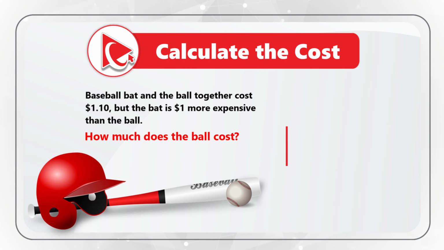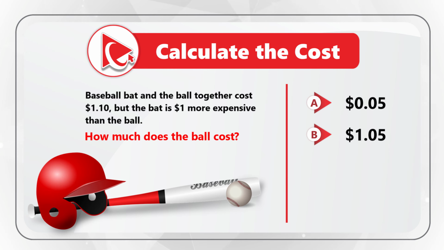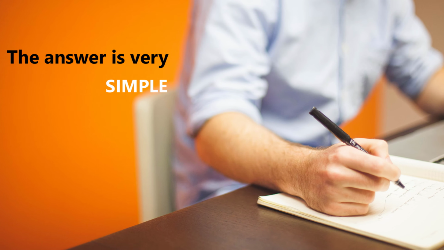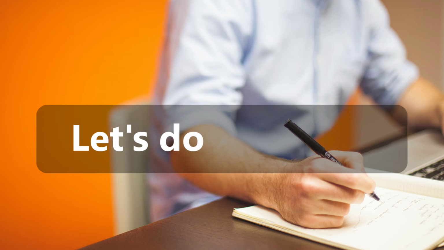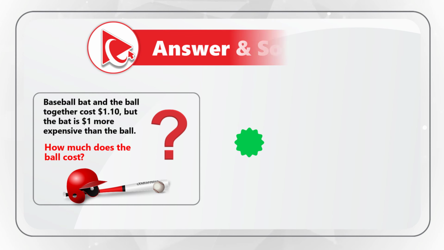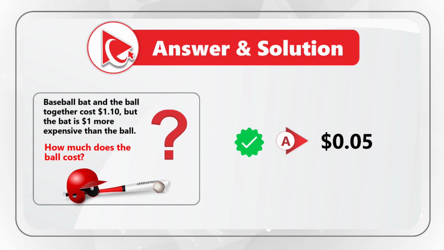You need to select one out of 4 possible choices. Choice A, 5 cents. Choice B, $1.05. Choice C, $1. And last but not least, choice D, $2.01. Take a close look to see if you can come up with the answer. The answer to this question is very simple but not obvious. The correct choice here is choice A. The cost of the ball is 5 cents.